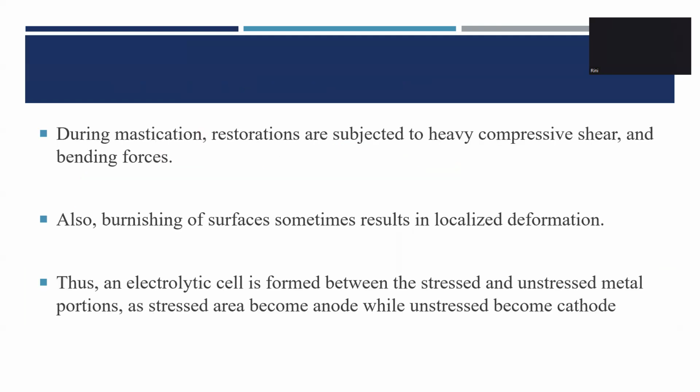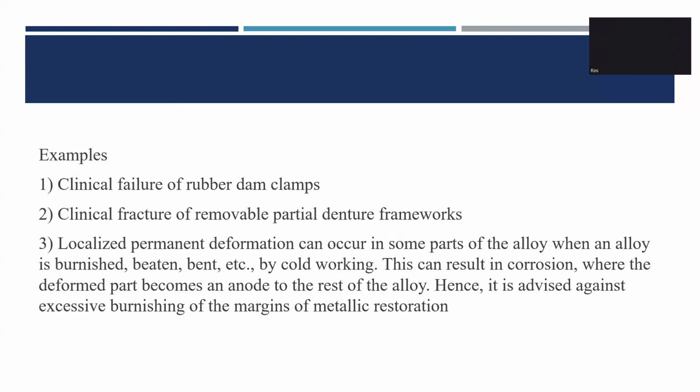During mastication, restorations are subjected to heavy compressive, shear, and bending forces. Also, burnishing of surfaces sometimes results in localized deformation. Thus, an electrolytic cell is formed between the stressed and unstressed metal portions, as the stressed area becomes the anode while the unstressed area becomes the cathode. Examples of stress corrosion include clinical failure of rubber dam clamps due to their continuous usage, and clinical fracture of removable partial denture frameworks upon their insertion and removal.